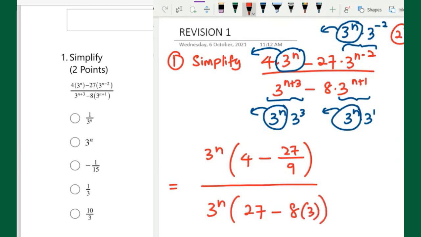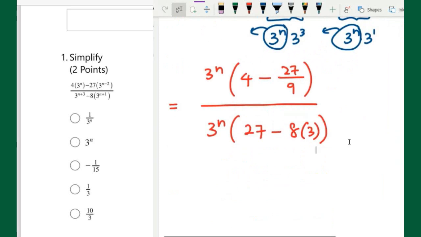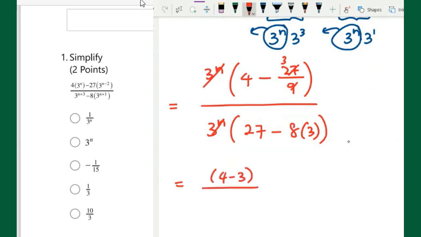Okay, so next we just simplify lah, permudahkan. These are equivalent to 3. Okay, so we will end up having 3 to the power of n. Sebenarnya 3 to the power of n ni dah boleh cancel dah. Okay, we could cancel off this, no problem. So you will end up having atas numerator 4 minus 3 over with bawah denominator 27 minus 24, and the final answer should be 1 over 3. Okay, so itu pilihan jawapan dia yang betul lah, 1 over 3.